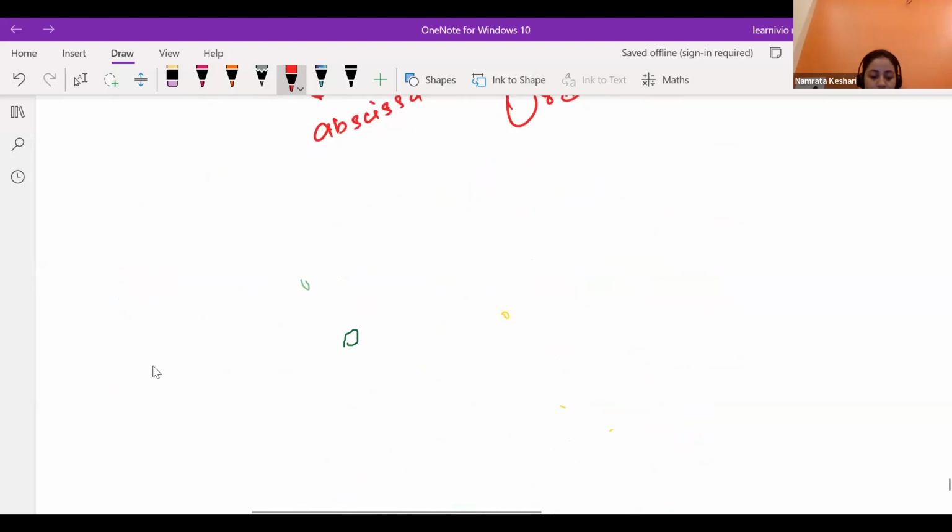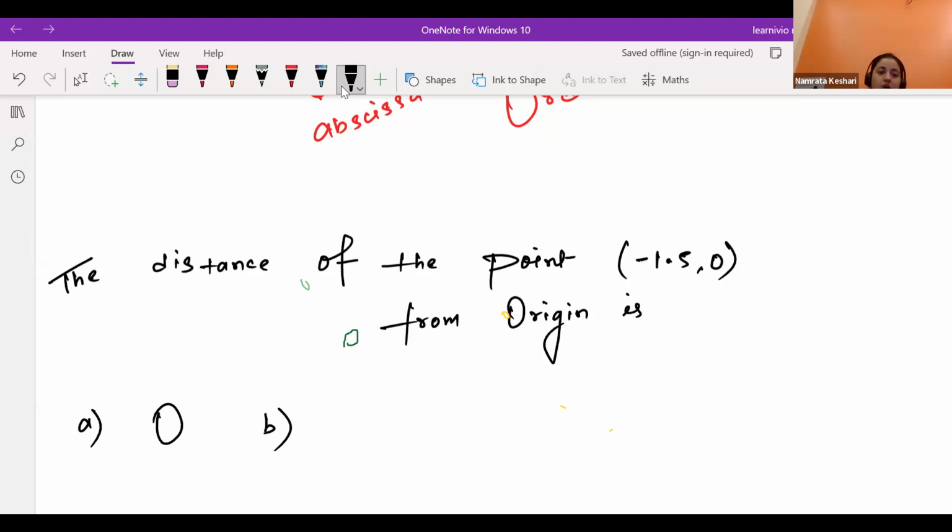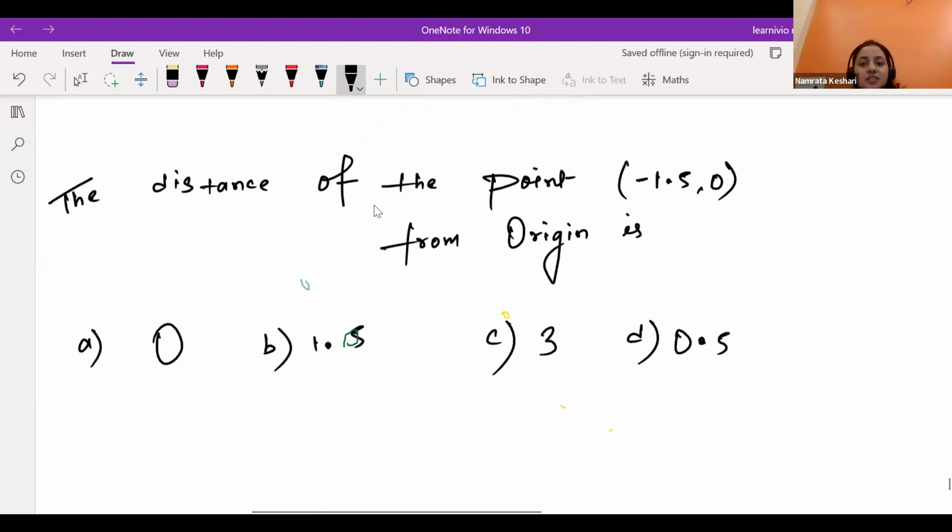Okay, let's do the next one. The distance of the point -1.5, 0 from origin is: option A 0, option B 1.5, option C 3, and option D 0.5. Which option is the correct option?